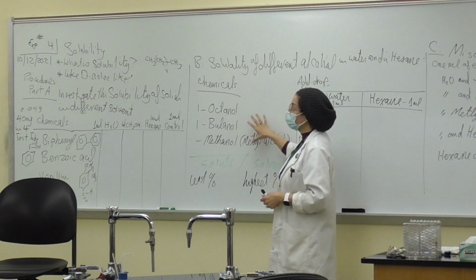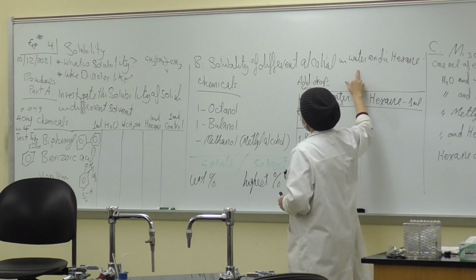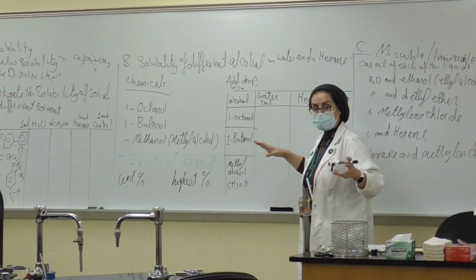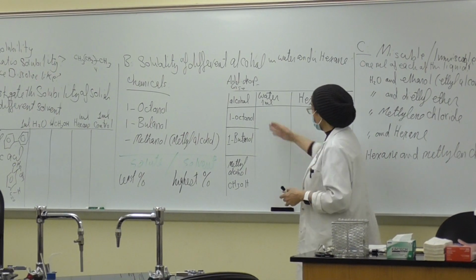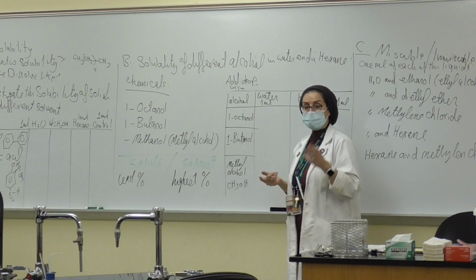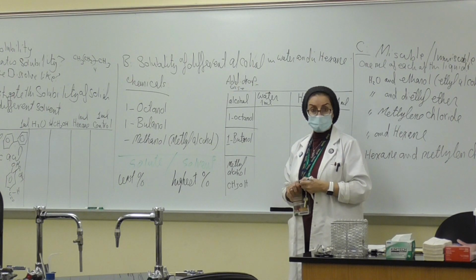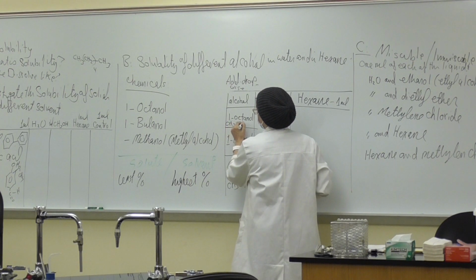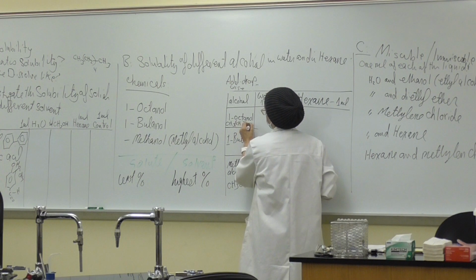As for part 2, or B, solubility of different alcohols in those 2. Water is polar, hexane is non-polar, right? So we're going to have those 3. So octanol, how many carbon atoms? 8, right? So I have CH3, CH2 times 7, and then I have OH.